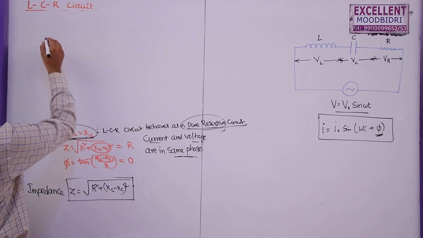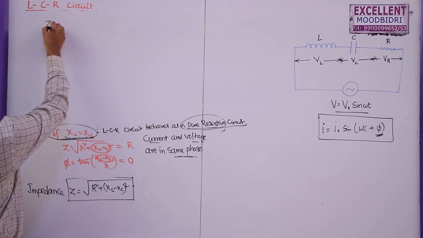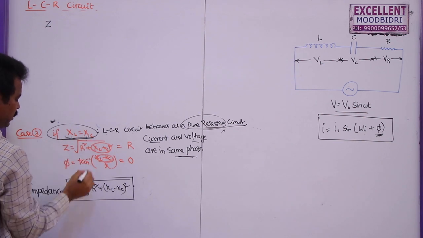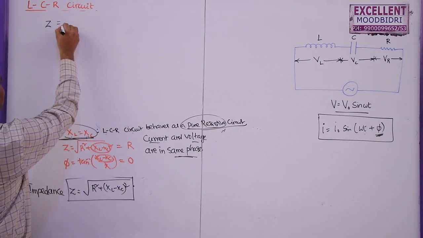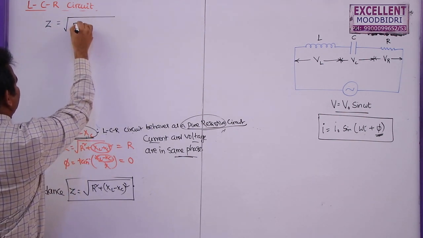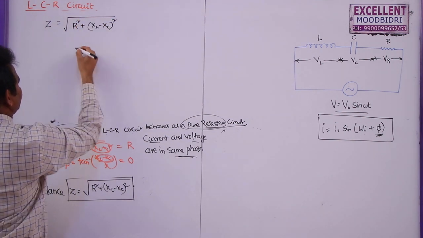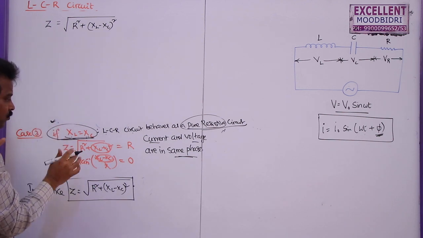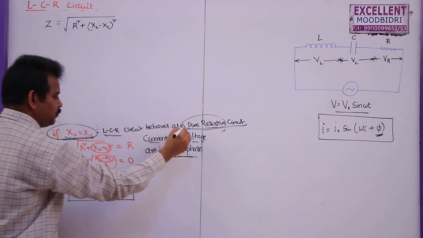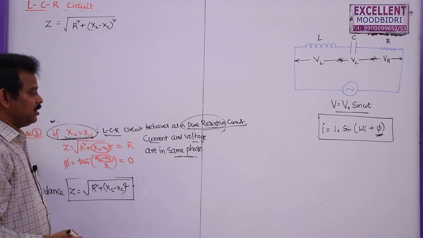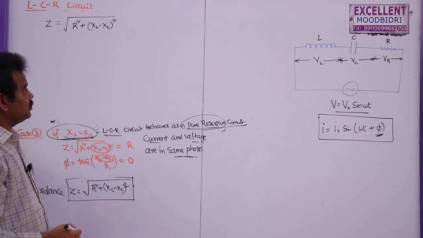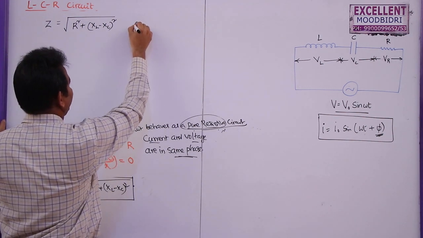Now let me take this condition. What is the impedance when XL is equal to XC? If you substitute this value, this will become root over R square plus XL minus XC whole square. So the condition at which LCR circuit behaves as a pure resistive circuit, we call it as a resonance LCR circuit. So we call it as at resonance.